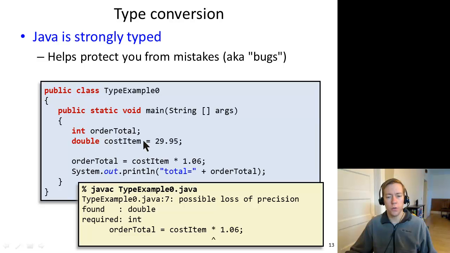because what we're trying to do is 29.95 times 1.06. I don't know what that is off the top of my head, but it's probably not exactly an integer, is it? You're trying to put this calculation, which has a decimal, into something that can't hold a decimal. It's complaining about possible loss of precision. It doesn't like putting this double data type into the integer data type.